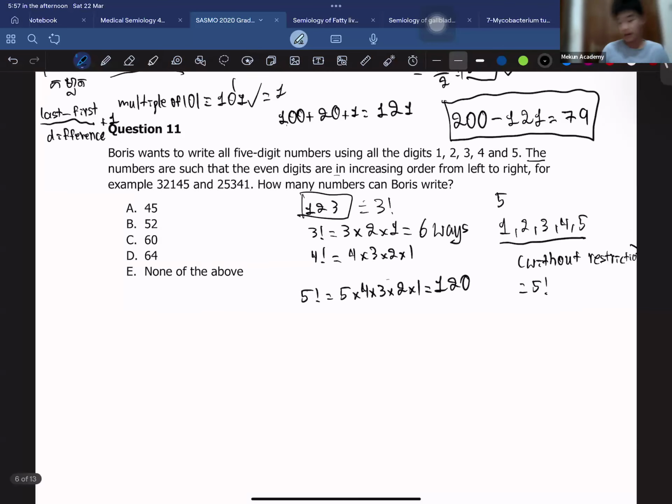In the case that 2 is in front of 4, we can have 1, 2, 3, 4, 5, something like that, and 1, 2, 4, 3, 5, something like that. The case that 2 is in front of 4 is equal in number to the case that 4 is in front of 2, right? We need to understand this with an example. If we have 1, 2, 4 here, we can do 1, 2, 4, then 2, 1, 4. What else?